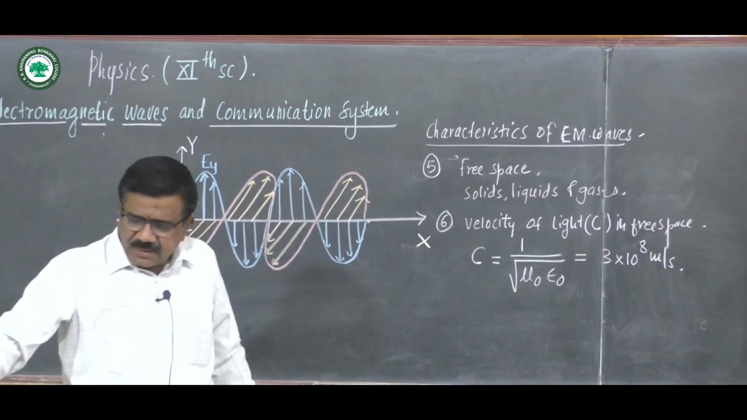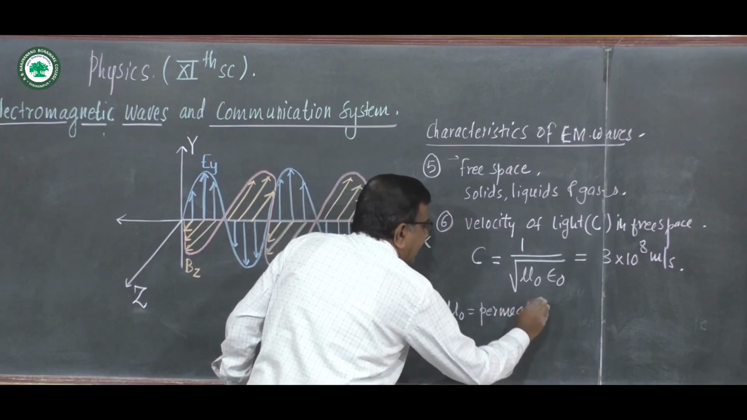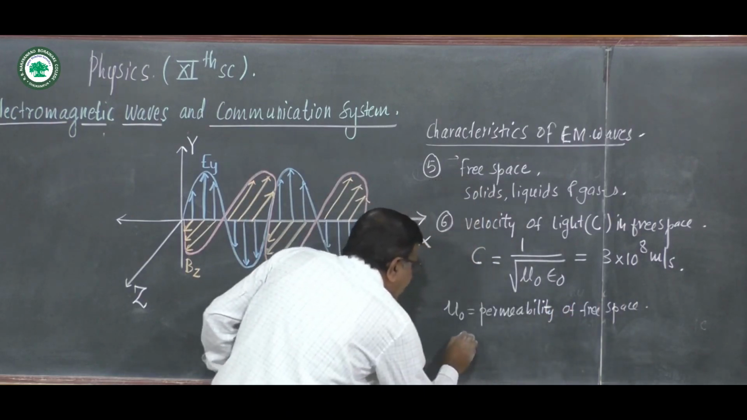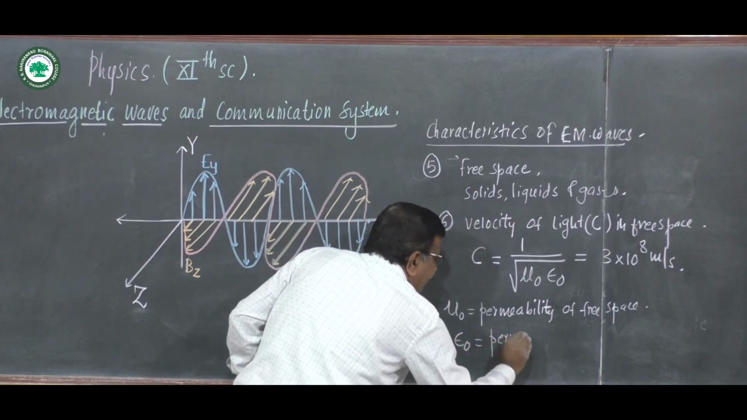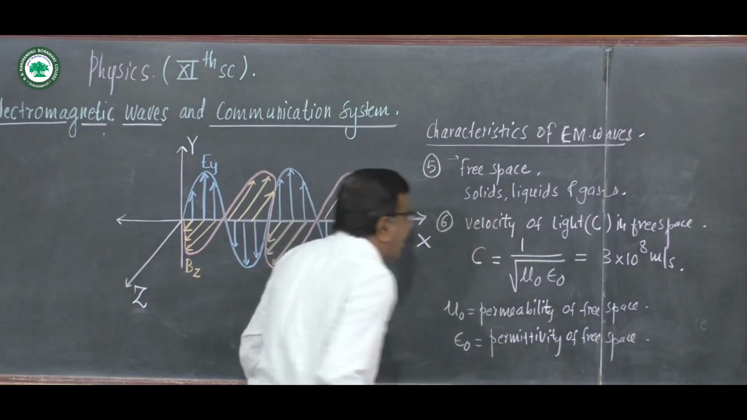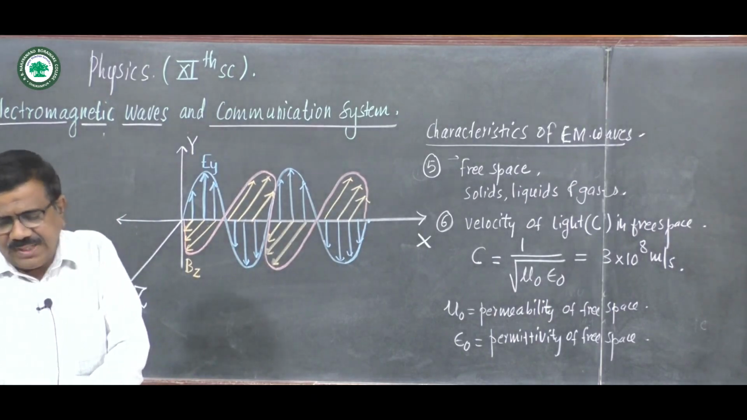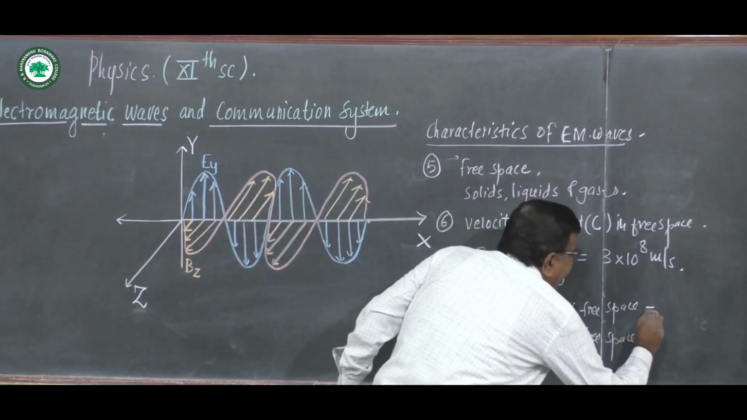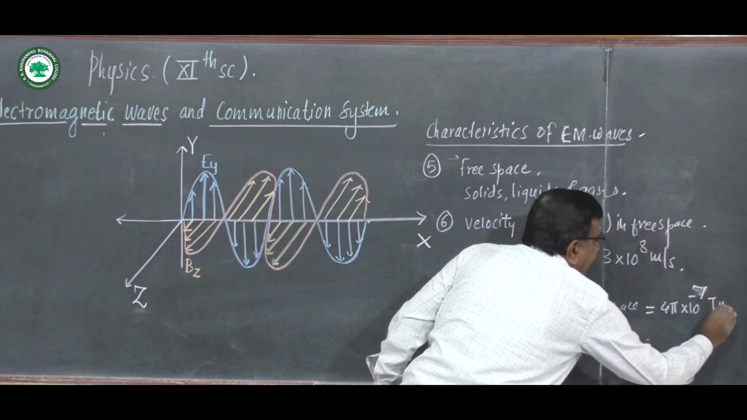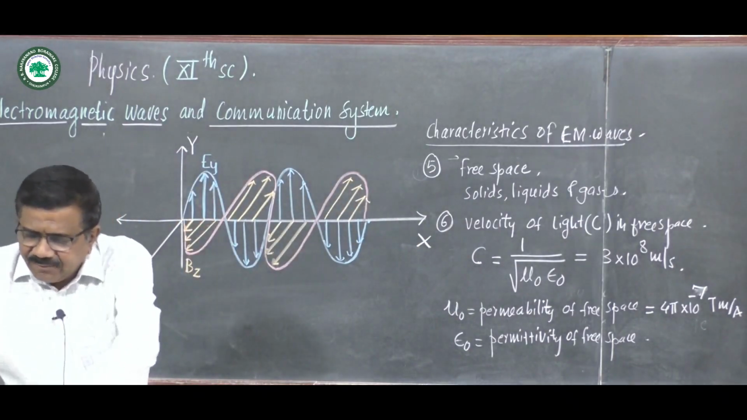What is this mu 0? It is the permeability of free space. This is a constant called the permeability of free space. The epsilon 0 is also a constant, the permittivity of free space. Its value is given by that equation, c is equal to 1 upon square root of mu 0 into epsilon 0. The value of mu 0 is 4 pi into 10 raised to minus 7 Tesla meter per ampere.